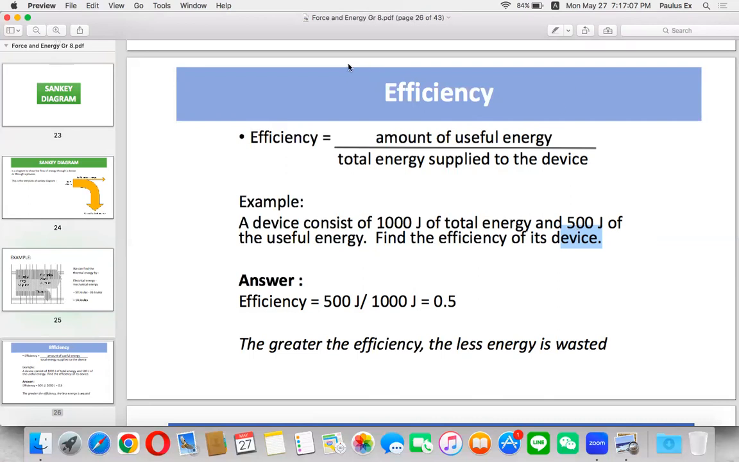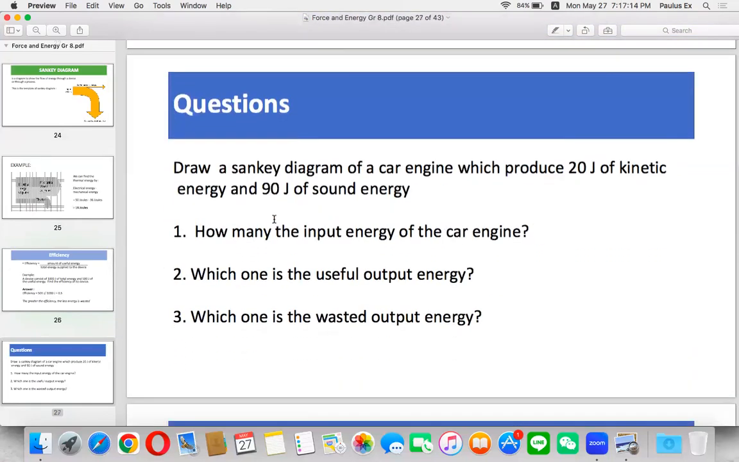So the greater the efficiency, the less energy is wasted.